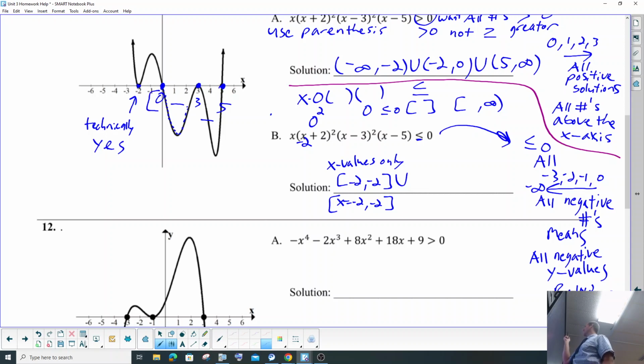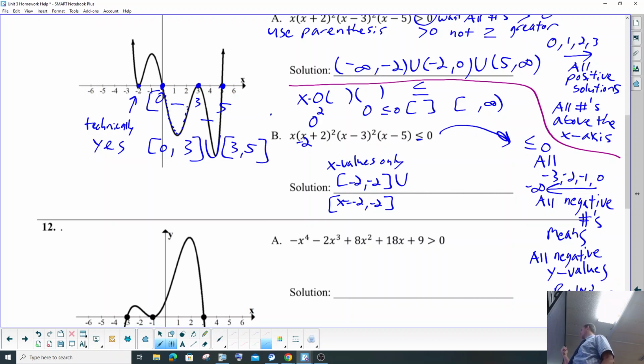So we go bracket 0 to what number? 3, including the 3, because less than or equal to. Because if you plug a 3 in, you get 3 minus 3 is 0, and that zeroes everything out. And 0 is less than or equal to 0. And then in union with 3, still including the 3, to 5.